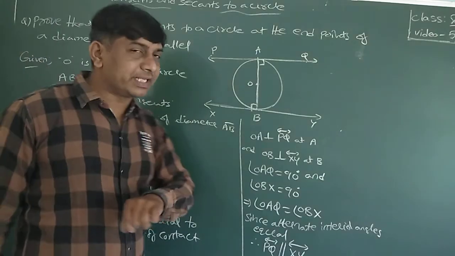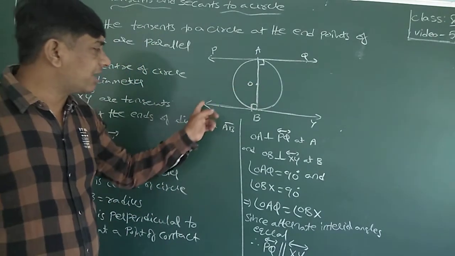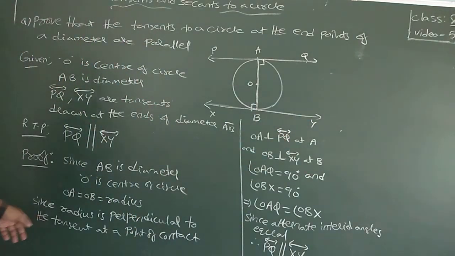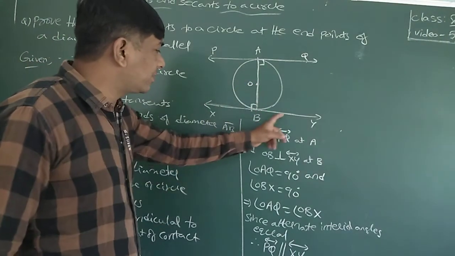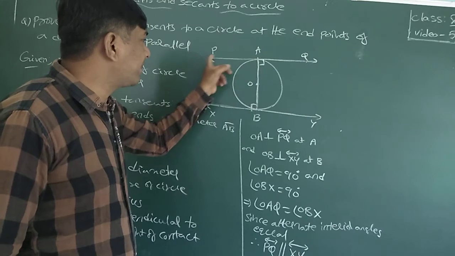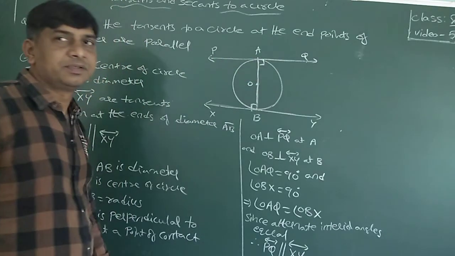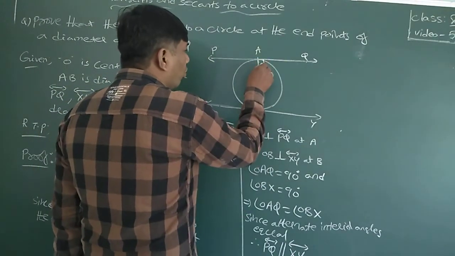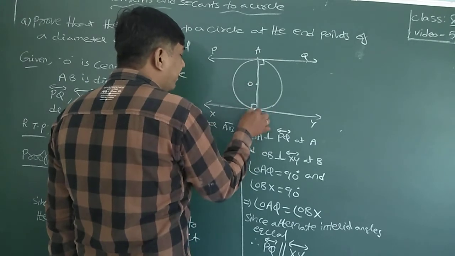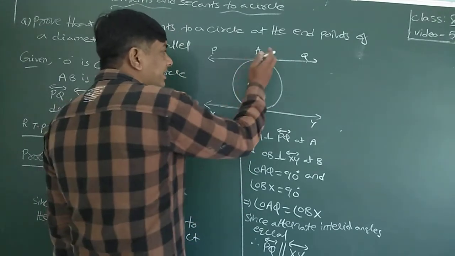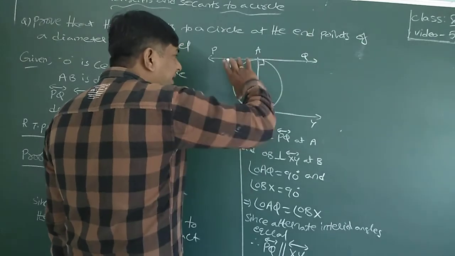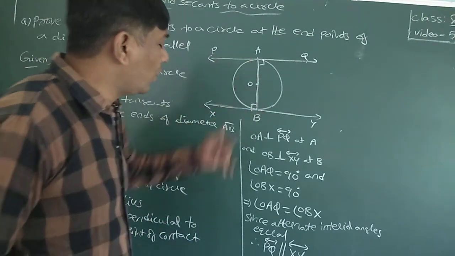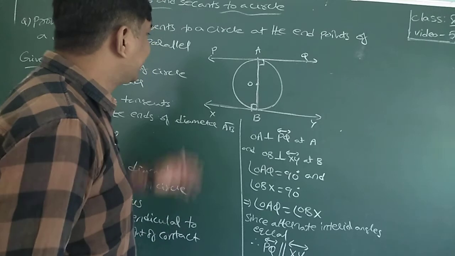One more concept I know: the radius is always perpendicular to the tangent at the point of contact. So by using that, OB is perpendicular to XY at B and OA is perpendicular to PQ at A. Since they are perpendicular, that is 90 degrees. So here OAQ is 90 degrees, OBX is 90 degrees. Alternate interior angles are equal. So therefore these two are parallel.